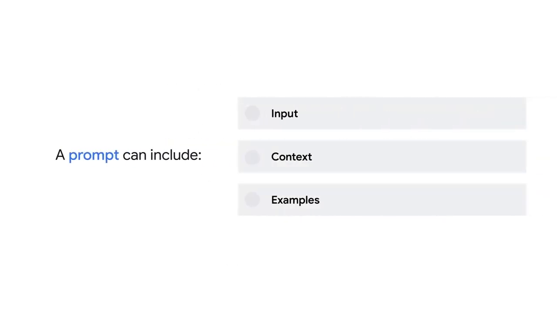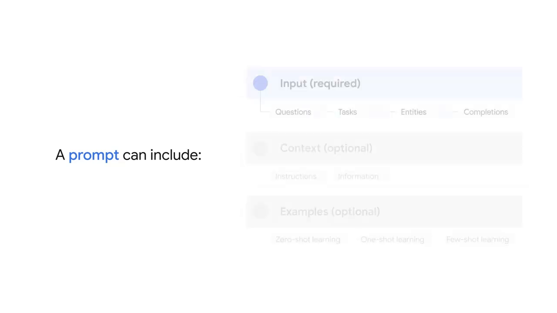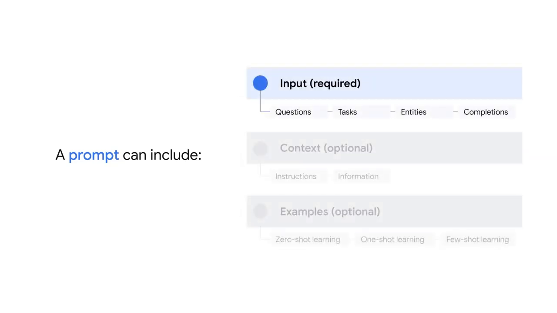Let's look at the anatomy of a prompt, which includes one or more of the following components: input, context, and examples. Input, required. An input represents your request for a response from the model. It can take various forms: a question that the model can answer, which is a question input; a task that the model can perform, which is a task input; an entity that the model can operate on, which is an entity input; partial input that the model can complete or continue, which is a completion input.